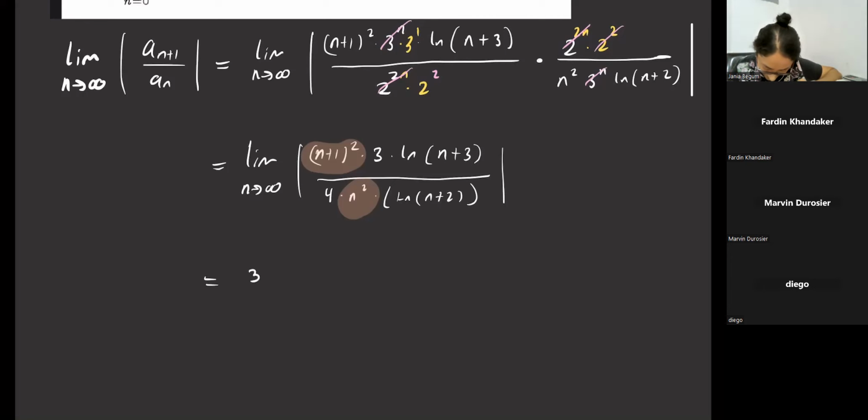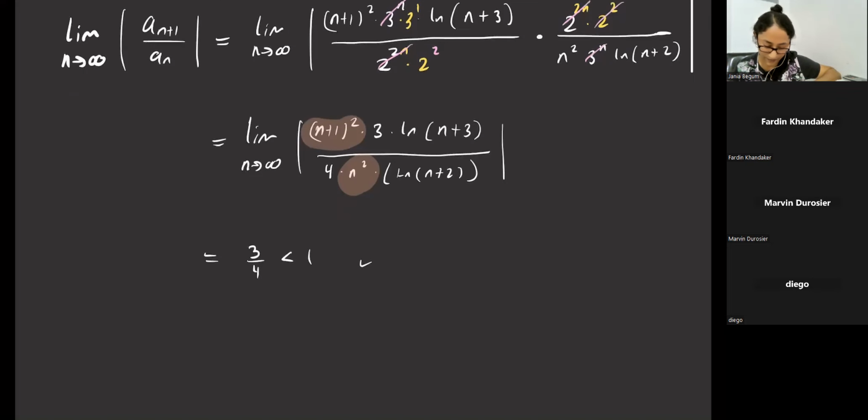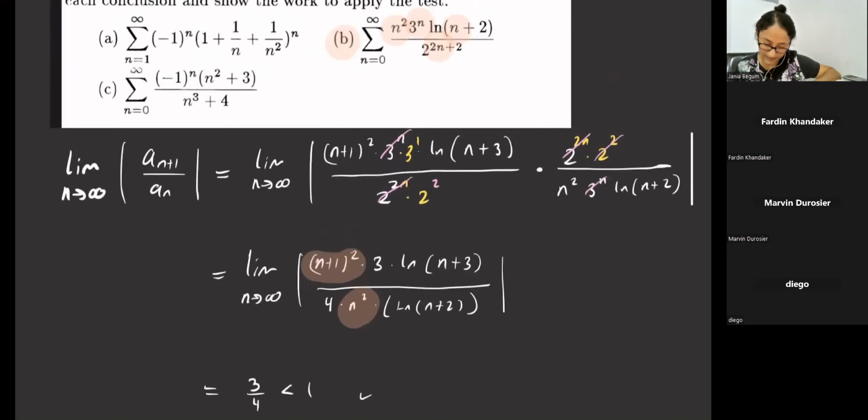So this would be 3 over 4. Now, will that be less than 1? Yeah, it's less than 1. Check. So therefore, this series converges absolutely. So this converges by ratio test. Any questions how I got this answer?